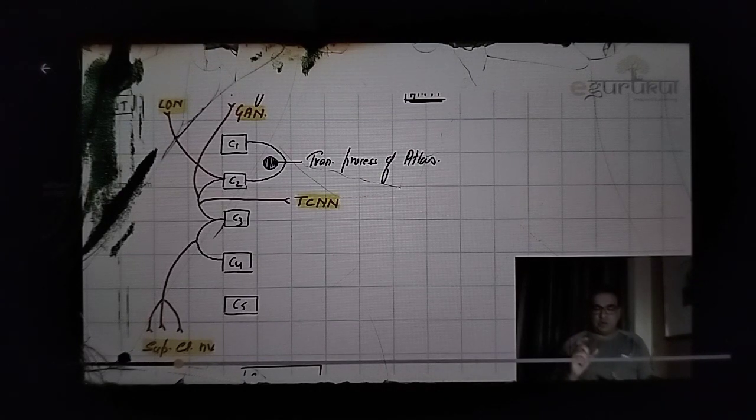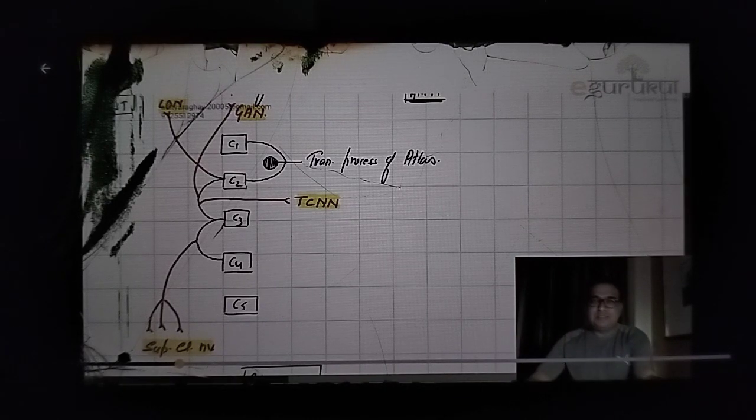Great auricular nerve is coming from the C2, C3 loop, and also the transverse cutaneous nerve of neck. From the C3, C4 loop, the supraclavicular nerve will come out, and lesser occipital nerve is only coming out of the ventral ramus of C2.